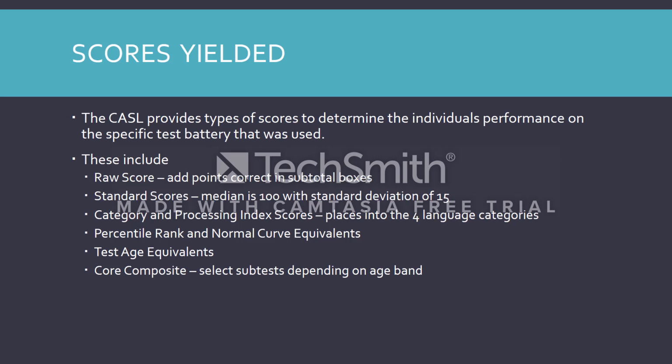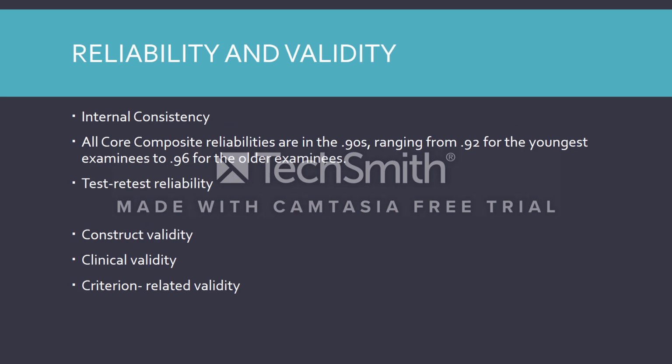Okay, the CASL provides several types of scores to determine the individual's performance. You can get a raw score, which is the correct points added together, and then the standard scores, which start with a median at 100 and a standard deviation of 15. The category and processing index scores are placed into the 4 different language categories. There are also percentile ranks and normal curve equivalents. We also get test age equivalents for the children, and a core composite, which is for select subtests depending on the age band. And then the reliability and validity.